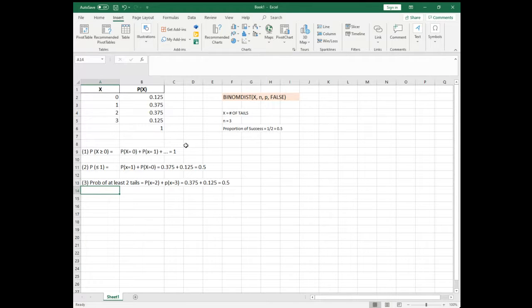0.375 plus 0.125 is equal to 0.5. Yes. So at least 2 means the minimum is 2. So 2 and everything beyond 2. So probability when x is equal to 2 plus probability when x is equal to 3. So you would add those two probabilities and get the answer. Yep. Any questions for me?